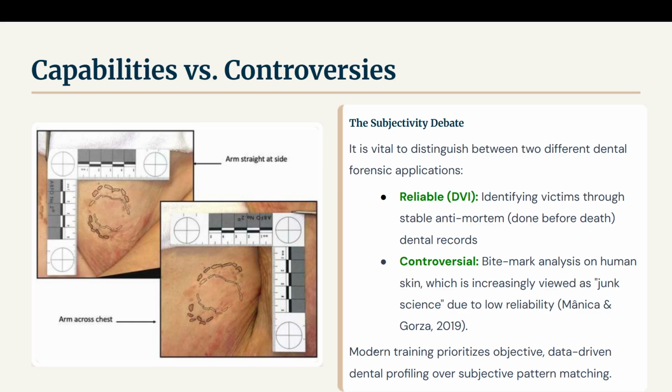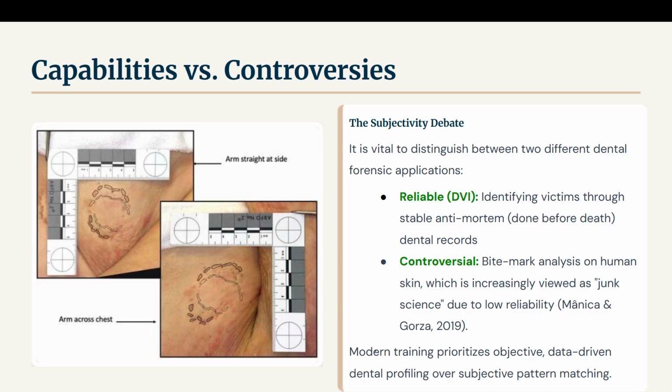However, drawing directly from the research of Monica and Gorza 2019, we have to draw a hard, bright line between two completely different applications within this field. On one side, you have the highly objective, universally trusted practice of identifying victims through stable, pre-death dental records, but on the flip side sits bite mark pattern analysis on human skin. This practice is deeply controversial and is increasingly viewed as junk science in the 21st century.